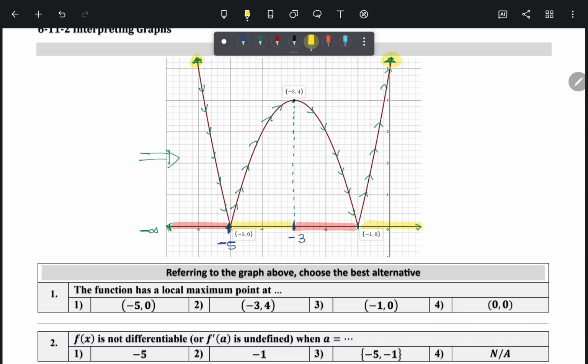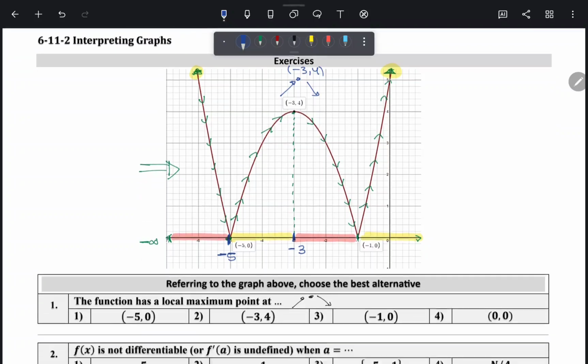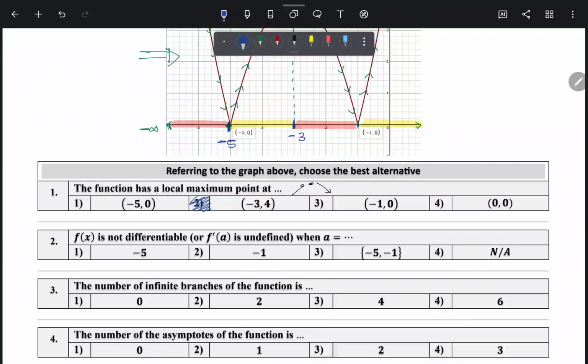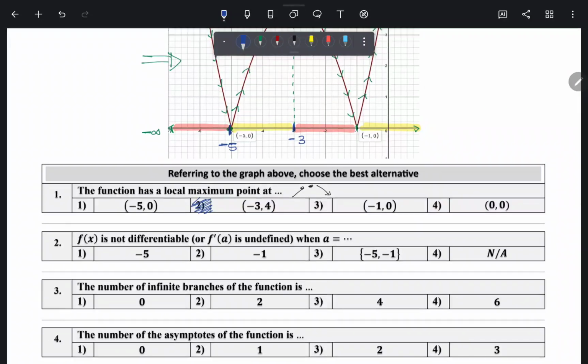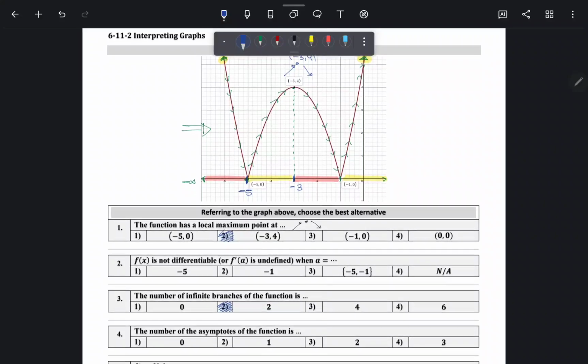So, what is the maximum point? Maximum يعني أدور إيش؟ أدور going up, then the point, and then going down. Where does this happen? في النيجاتيف 3. في النيجاتيف 3 و 4. هذه 4. Yes. So the maximum point is negative 3 4. خلينا نرجع بعد شوية. The number of infinite branches. كم number of infinite branches in this graph? 2 infinite branches.